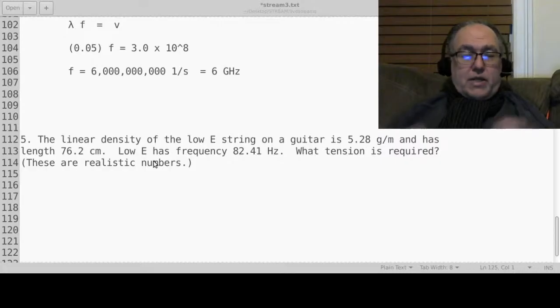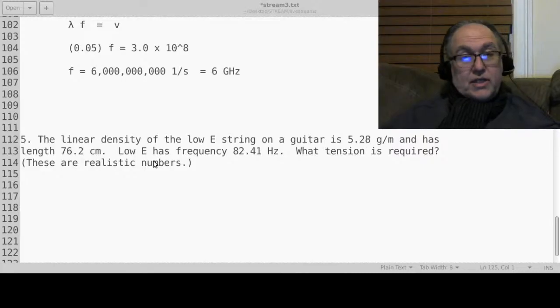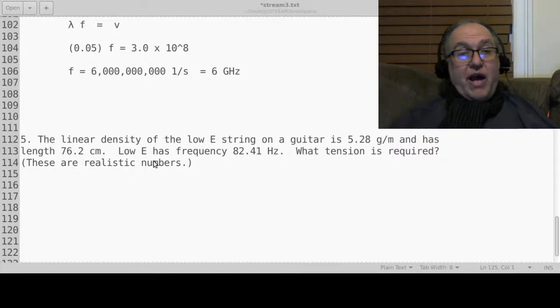Like how a guitar has a bridge at one end, on the body of the guitar, and then at the neck where the keys are, where you can tighten and loosen the strings, there's another bridge. So the distance between those two bridges is the length of the string that can actually vibrate. That's 76.2 centimeters. And I also tell you that the frequency of low E is 82.41 hertz. What tension is required to get that frequency?